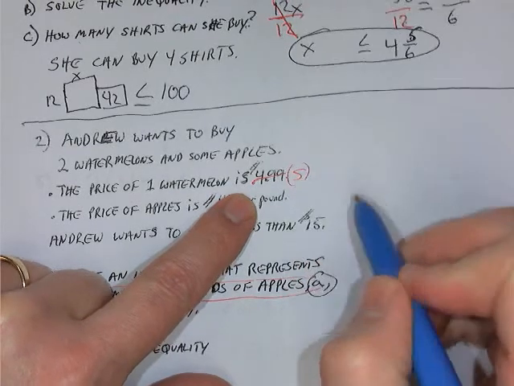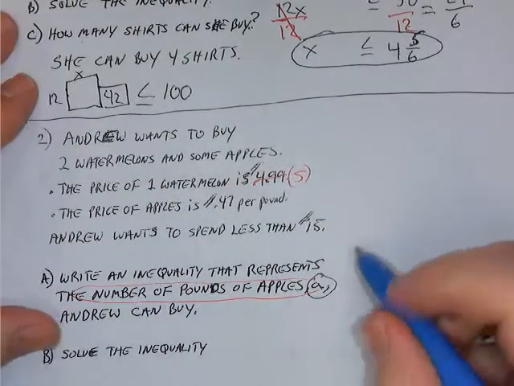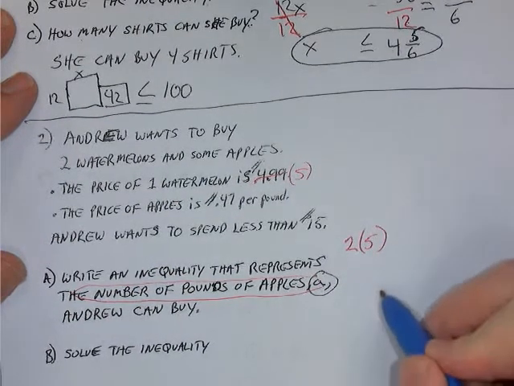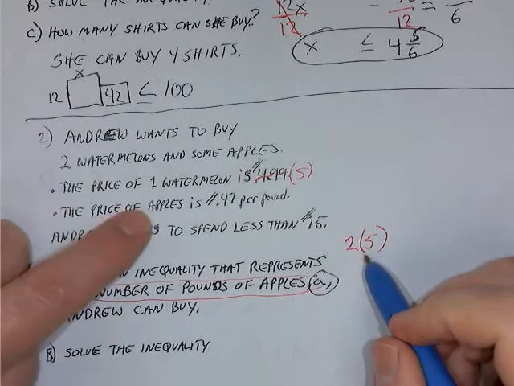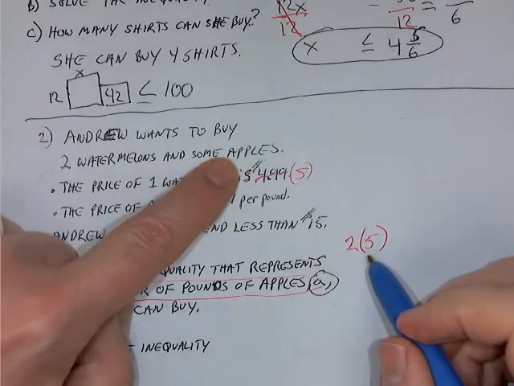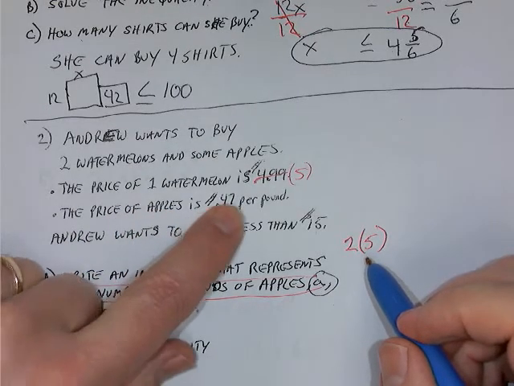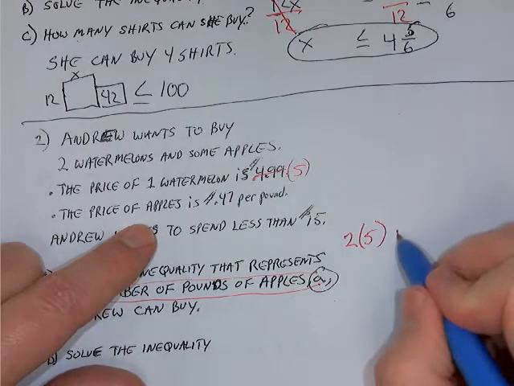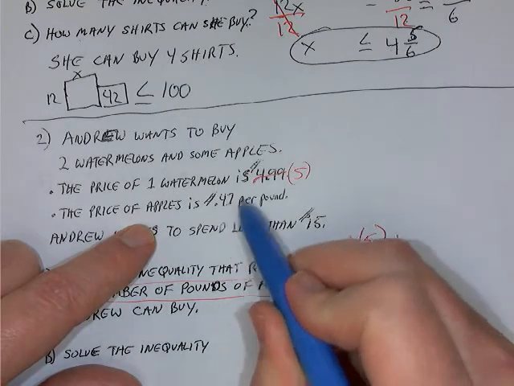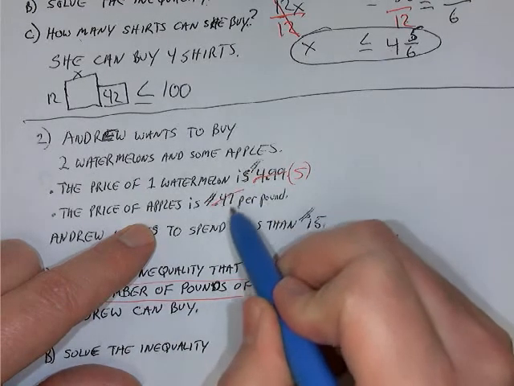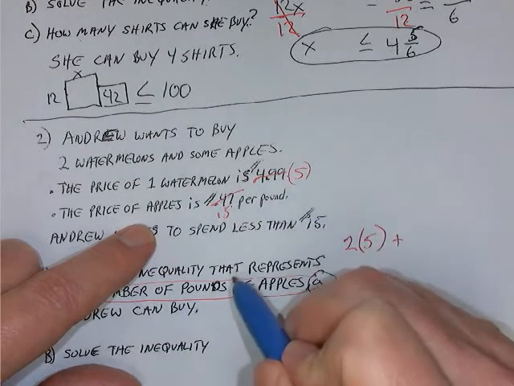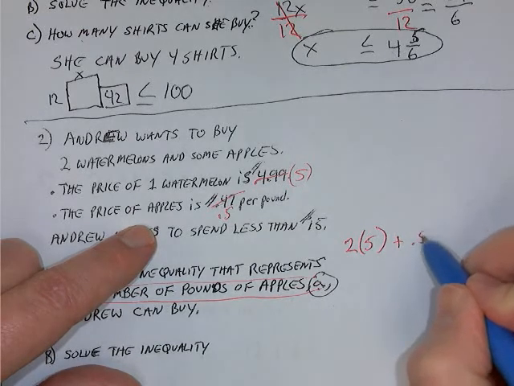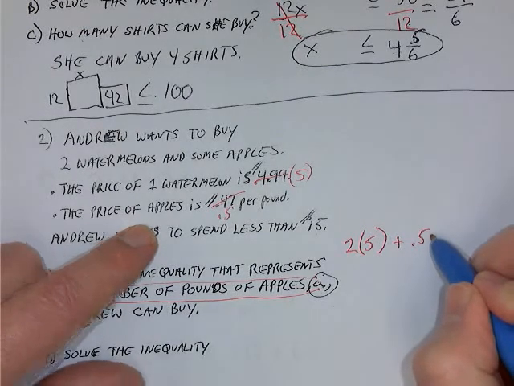All right? And he's buying 2 of those. So he's going to buy 2 of those for $5. Then he's also going to buy apples. Some apples. We don't know how many. And they are 47 cents per pound. And we said apples gets the letter A. So that's going to be, hey, wait a minute, 47 cents. Let's kind of round that up. Let's make that 0.5, 50 cents. So this is going to be 0.5, and then A is for apples.